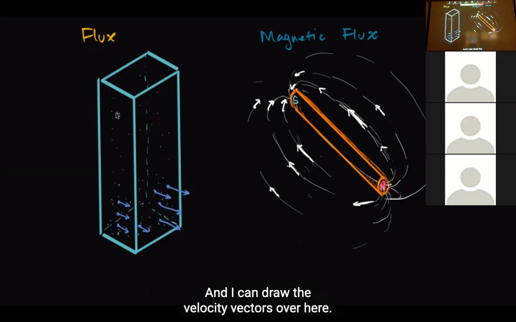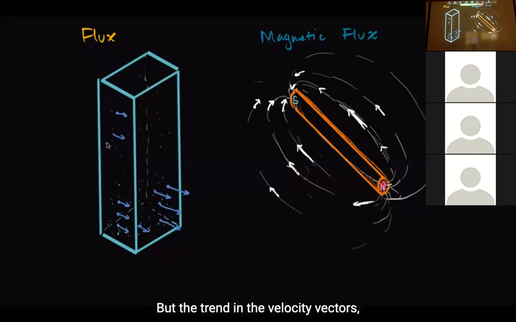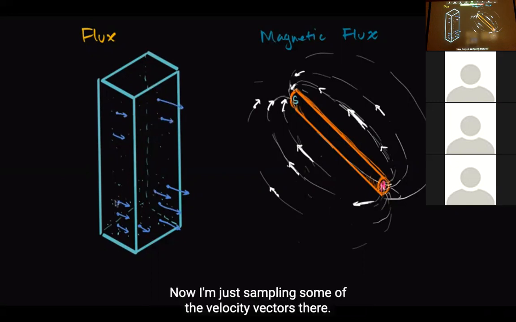I can draw the velocity vectors over here. The air is less dense. The trend in the velocity vector when I go from the left to the right is roughly the same. So that's the flow. Now I'm just sampling some velocity vectors there.